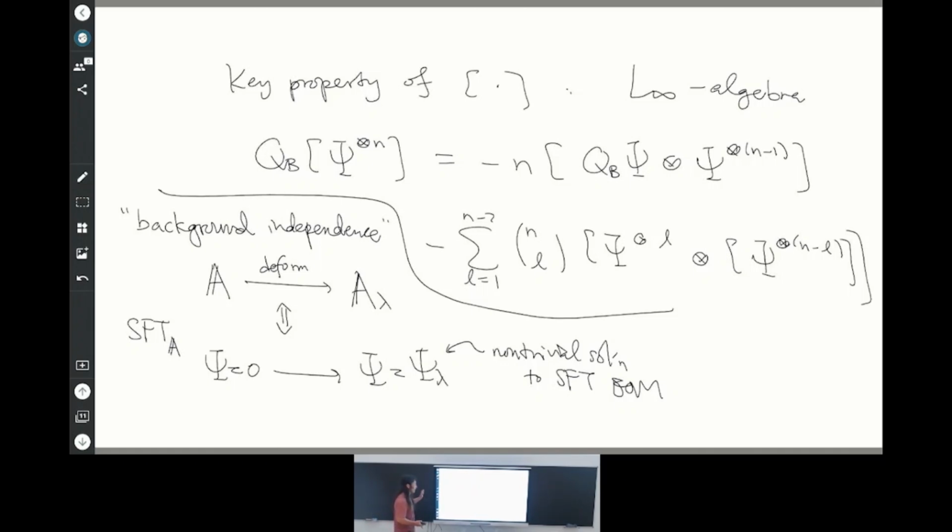At least within the context of classical bosonic string field theory, the belief is that there aren't any. So any kind of deformation that will mix the two would have to be gauge trivial somehow. And that's part of the content of this background independence statement.